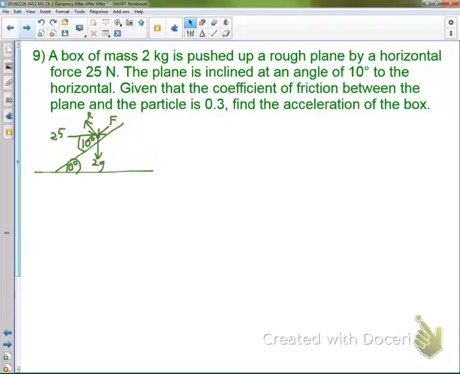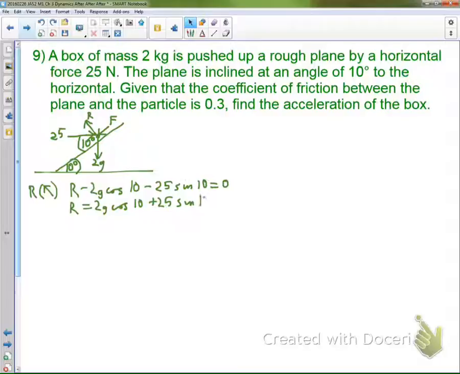So, now we can resolve forces. Let's start by resolving coming out of the plane as positive. So that gives us R minus 2g cos 10 minus 25 sin 10 is equal to 0. So that tells us that R is equal to 2g cos 10 plus 25 sin 10. So next, let's resolve going up the plane, since that's the direction it is accelerating in. And we get 25 cos 10 minus 2g sin 10 minus friction is equal to 2a, because we know that it has a mass of 2 kilograms.